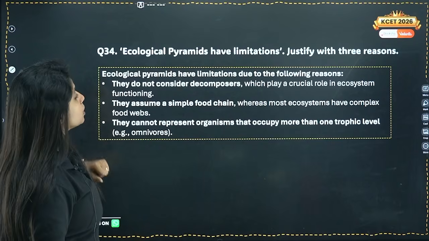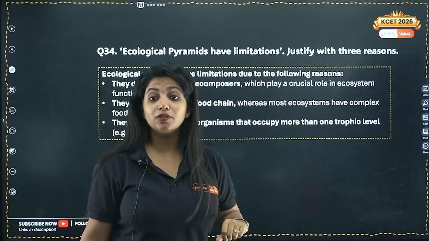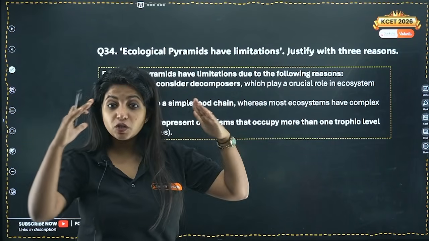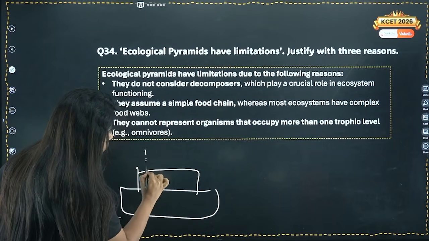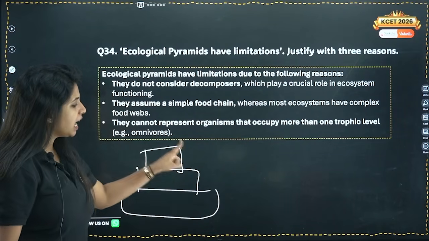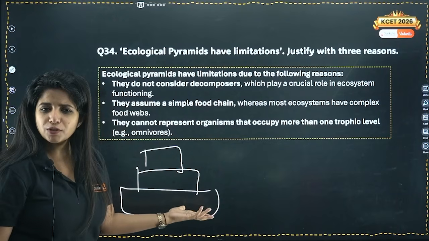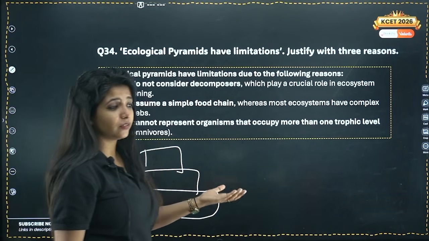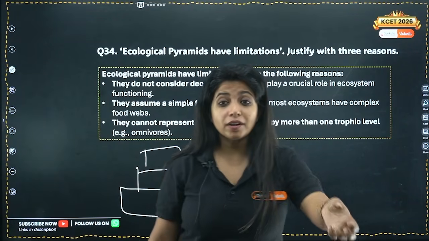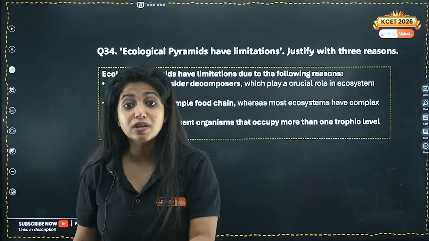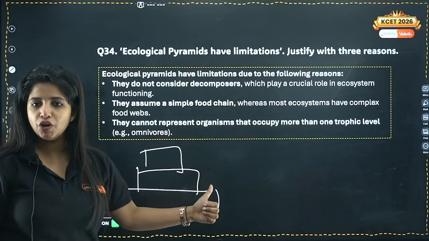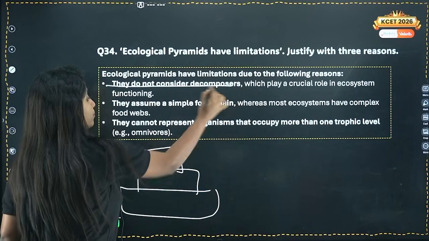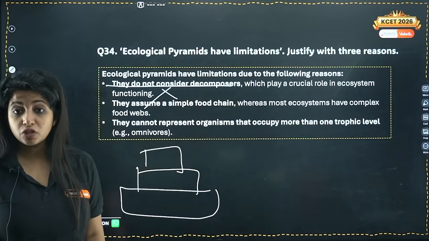Next, ecological pyramids have limitations to justify with 3 reasons. So in ecological pyramids, producer is there, and then you have a consumer, then you have a top consumer and things like that. Anywhere over here do you take decomposers? Decomposers are super important. When an organism dies, everything important is leached back into the soil, my dear children. Who does that? Decomposers. But do we take their name over here? No. So they do not consider decomposers, which is very wrong. This is one such limitation.